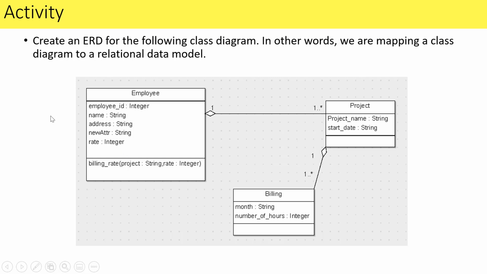Now a little activity for you. Create an entity relationship diagram for the following class diagram. So you know how to do it, huh? So we have employee class, we have project class, we have billing. If you want to create an entity relationship diagram, in other words, if you want to map this class into a relational database management system, what are your entities and what are the relationships? So please do this activity. On week 9, we will have a look at what you have done.